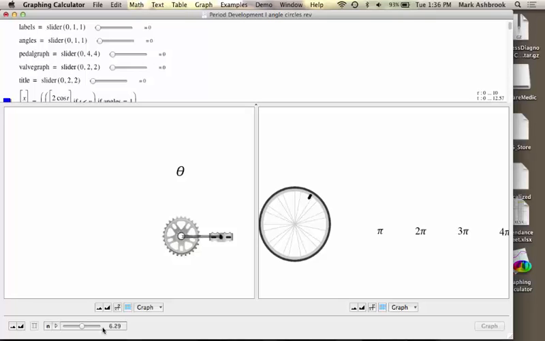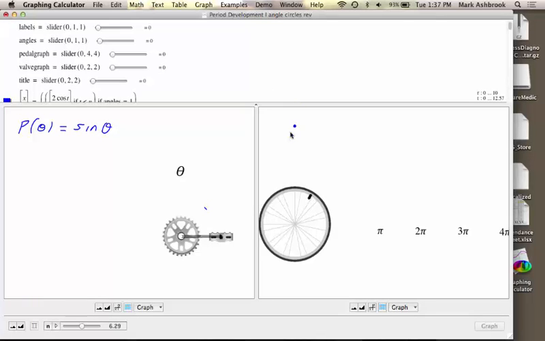Okay, so let's write our blue function. We'll call it p of theta, for pedal, and we want the vertical position above the horizontal diameter of the pedal as a function of the pedal angle. What function is that? Sine theta.